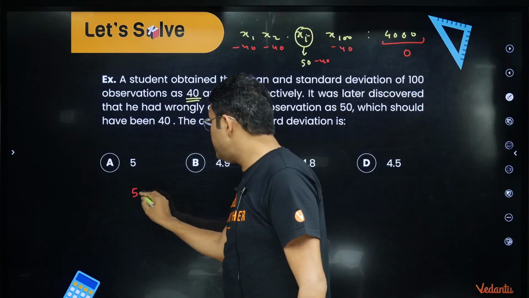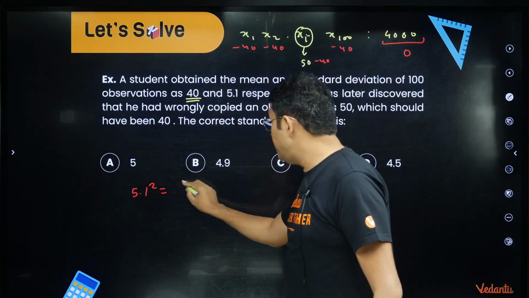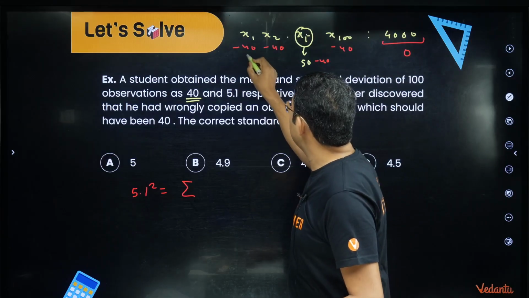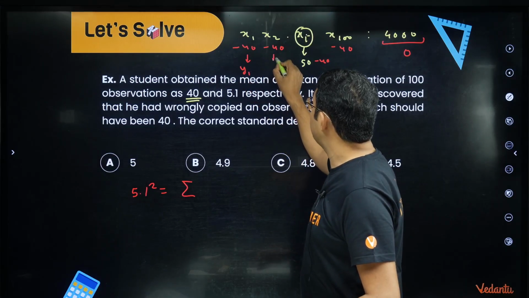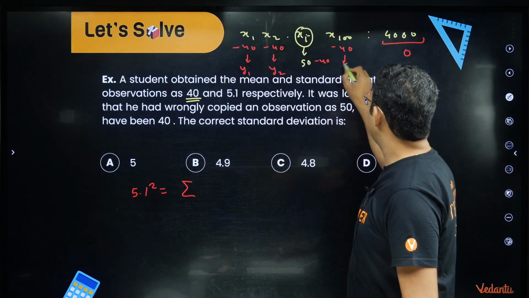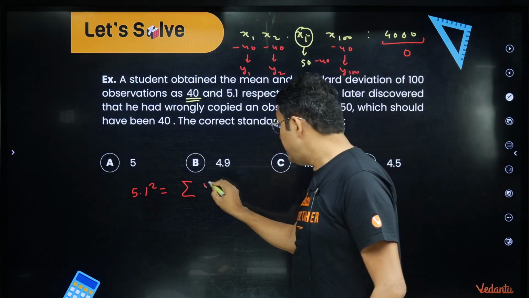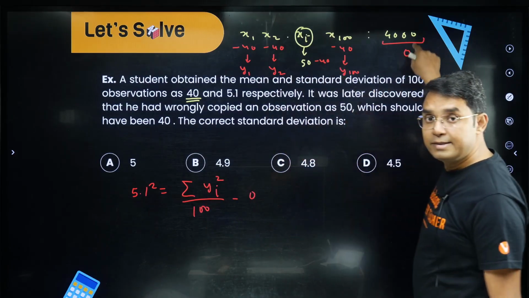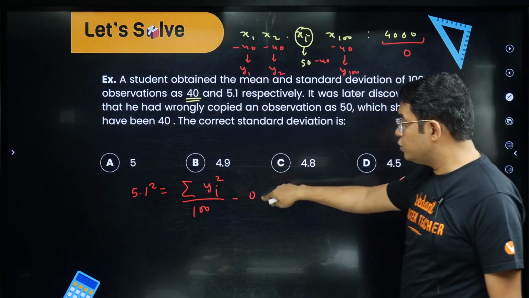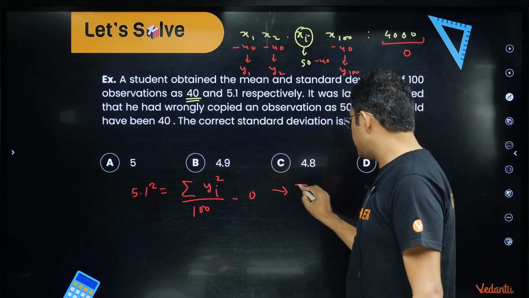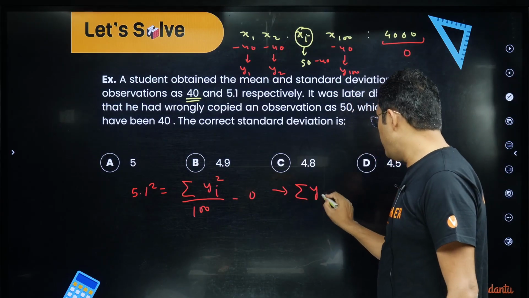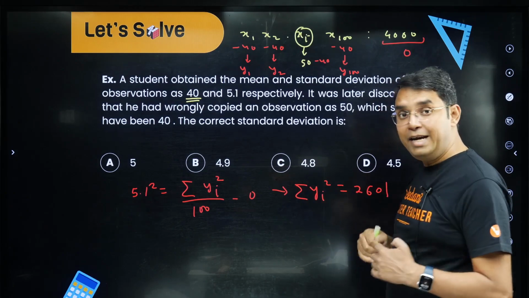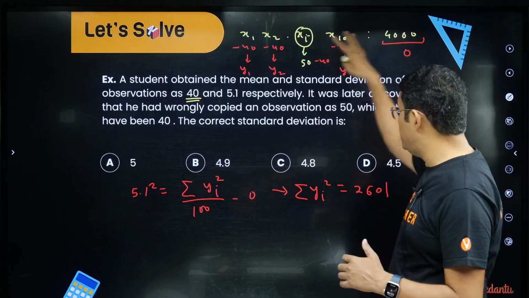So 5.1 square will be equal to summation of, and the new data I am calling y1, y2 and so on. All the data which I am writing after subtracting 40, I am calling y1, y2 and so on up to y100. So this will be summation yi square upon 100 minus the square of the average; because the sum is now 0, the average is now 0, so this will be just 0 here. So summation of yi square is equal to, I think, 2601.